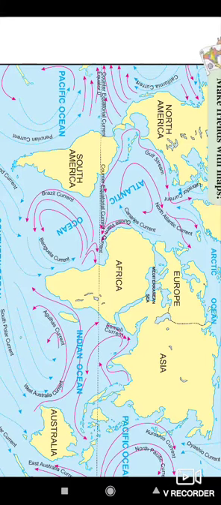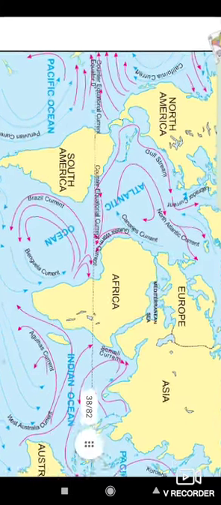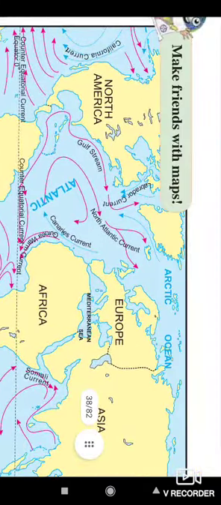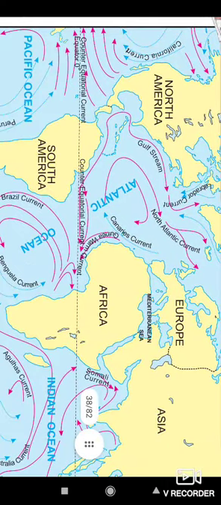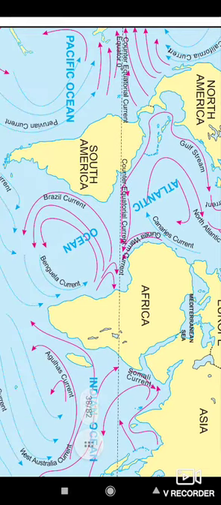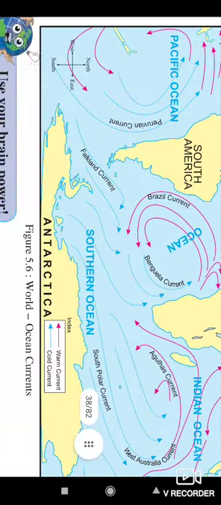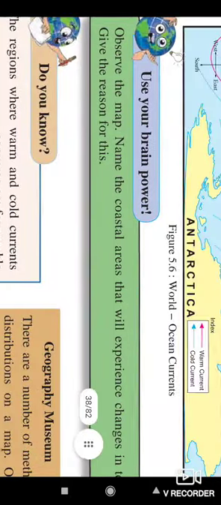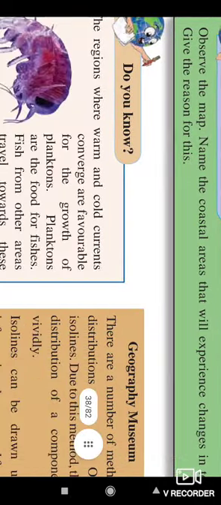Look at this, how it flows. From the equator to the north pole or south pole, and it comes from the north pole and south pole to the equator. This is called ocean currents.